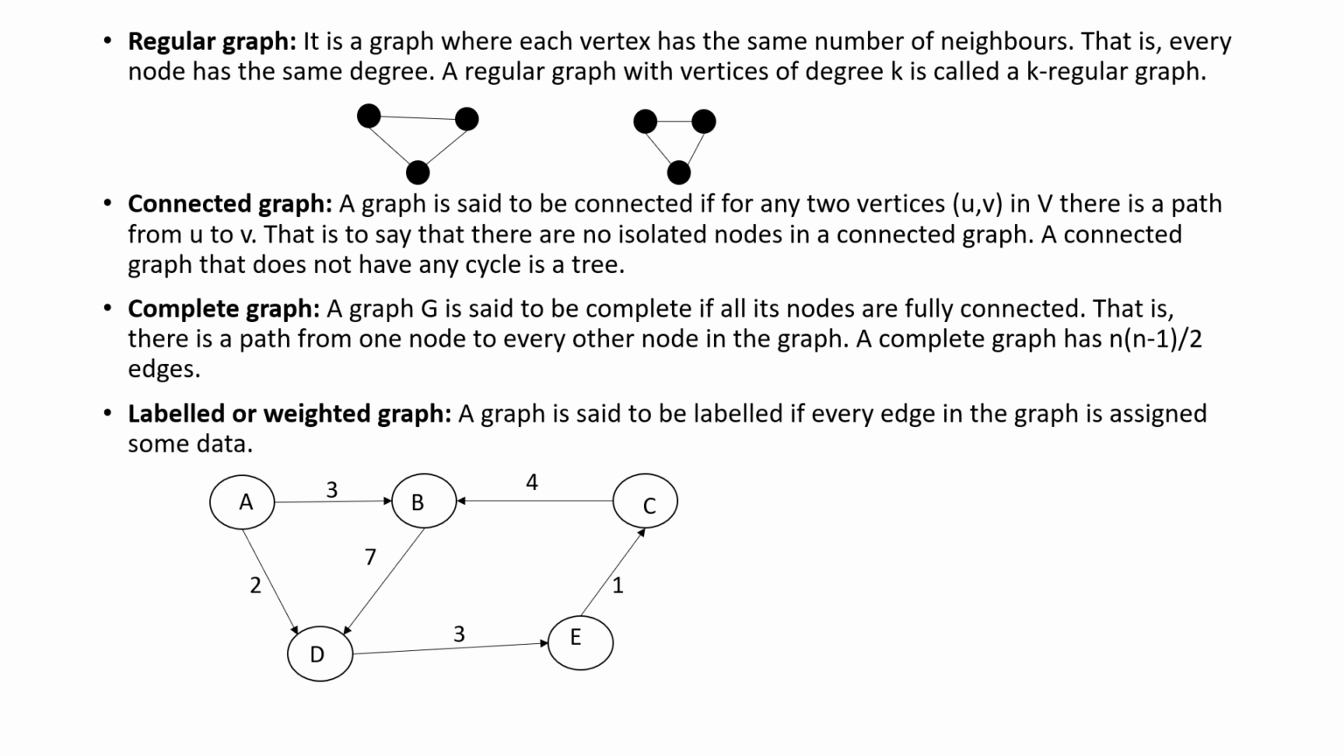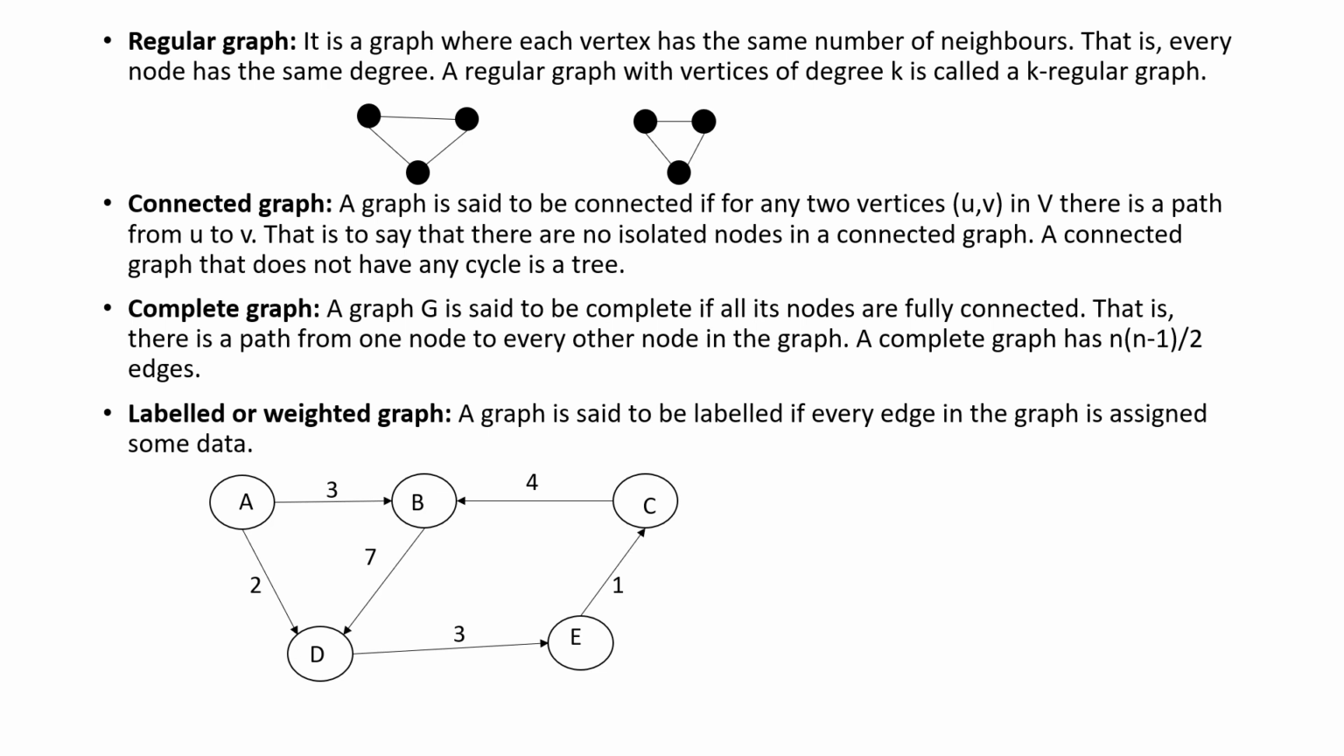Now the complete graph. A graph is said to be complete if all of its nodes are fully connected. It means that there should be a direct edge from every node to every other node. Now there is an important point to note here. A complete graph has n into n minus 1 by 2 edges, having n nodes. We can derive this formula.